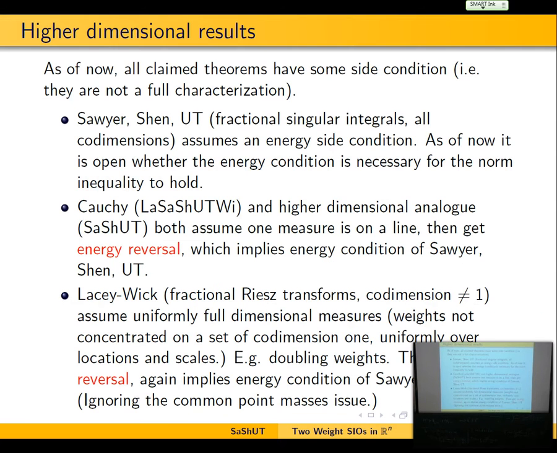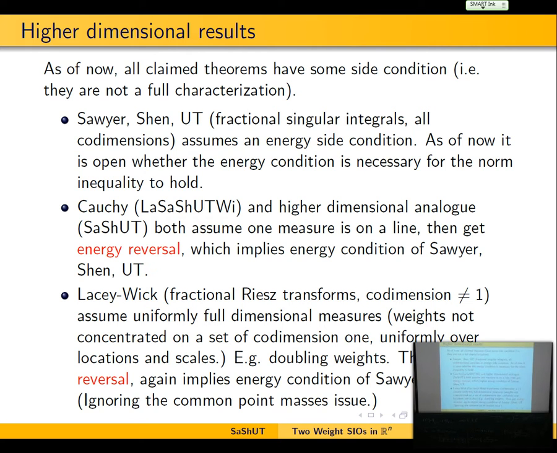I mentioned reversal of energy, and I need to explain a little bit what this is. For the one-dimensional case, there is one technical condition which is called energy reversal, which I'm going to explain in a moment. And this energy reversal is basically why we still don't have a higher dimensional analog of the Hilbert transform. It's a very special property of the Hilbert transform. In these two cases, the proofs are not formulated like that, but you can read into them and you can get energy reversal. As soon as you get energy reversal, you get the energy conditions.